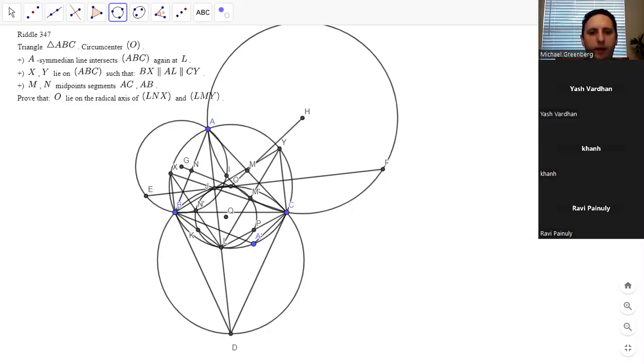We need to use that AL is a symmedian. I don't think we've actually used that. Everything about the problem, I think we could have done if AL were any chord, the whole diagram would be the same, right? So we need to use that AL is actually a symmedian. That's what's missing here.